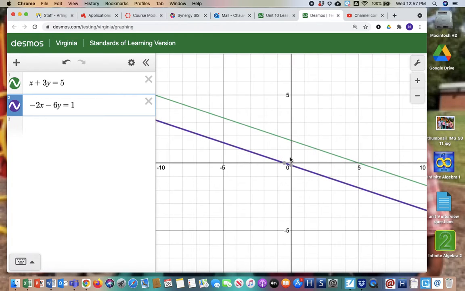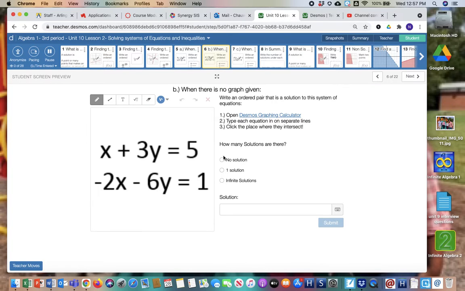No, they do not. So since we're trying to find where they intersect and they don't intersect, it's no solution, right? So what's the solution? No solution, right? And why is that? The lines never intersected, right? We're trying to find where they intersect. They don't intersect, so then we can't answer.